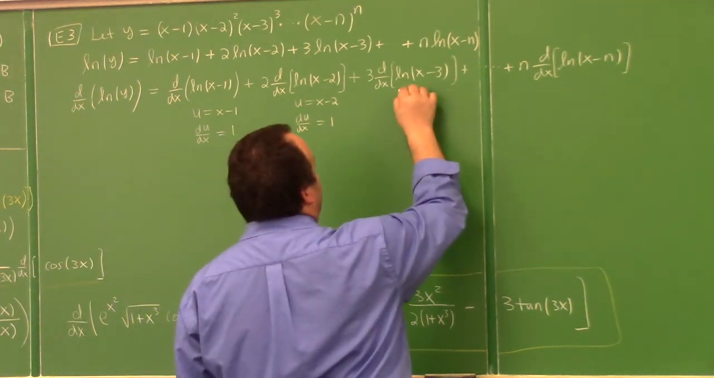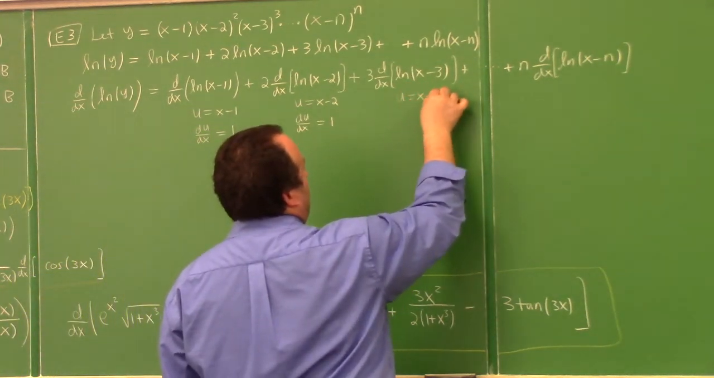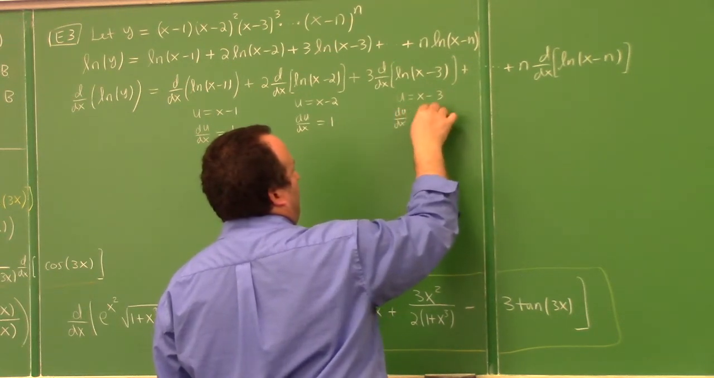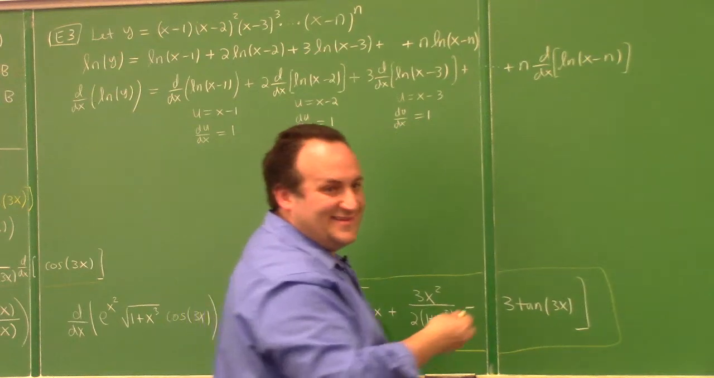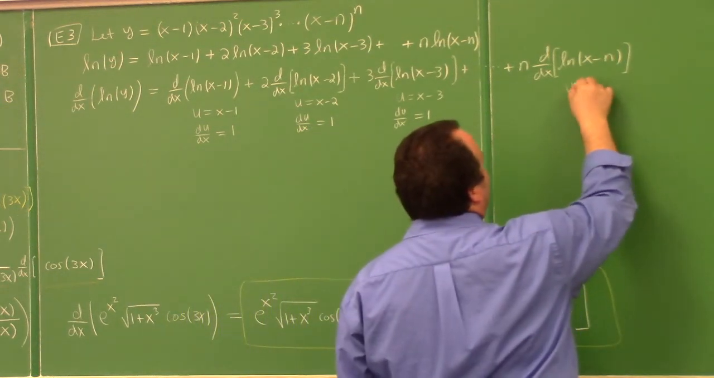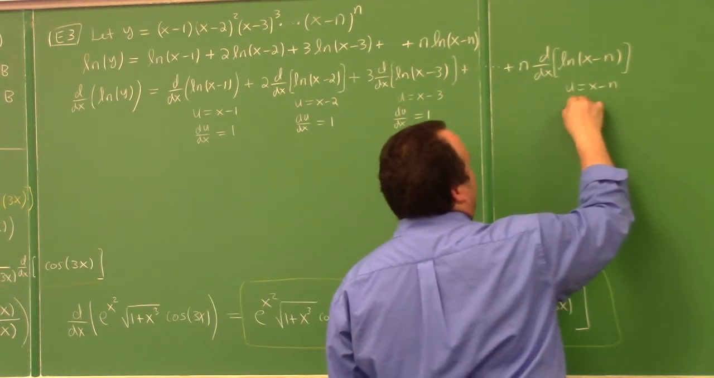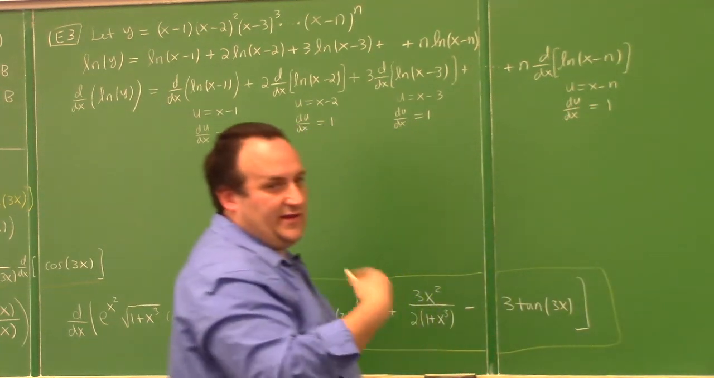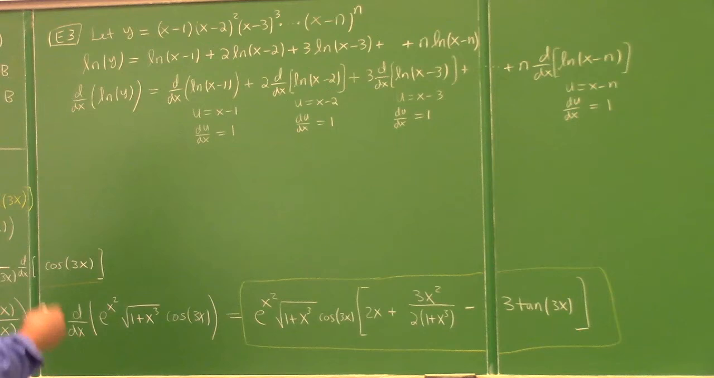This one, u is equal to x minus 3. du dx. All right, I'm starting to get bored. u equal to x minus n. What's du dx? 1 again, right? So the chain rule for these functions, it's kind of boring, right? We just do 1 over u for each one of these.